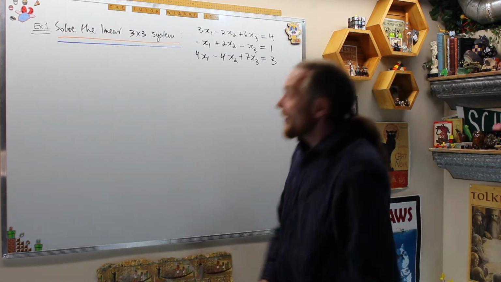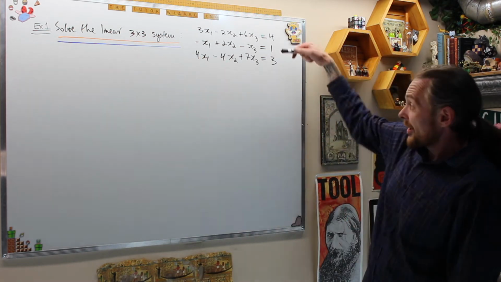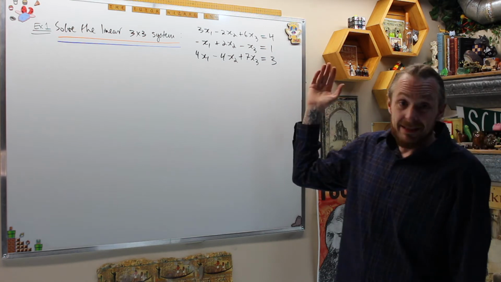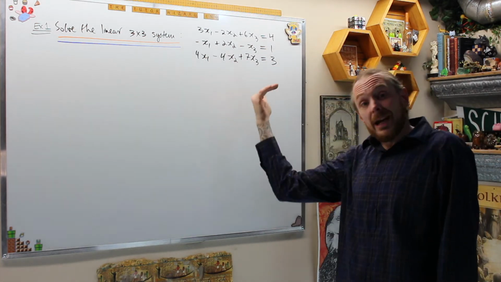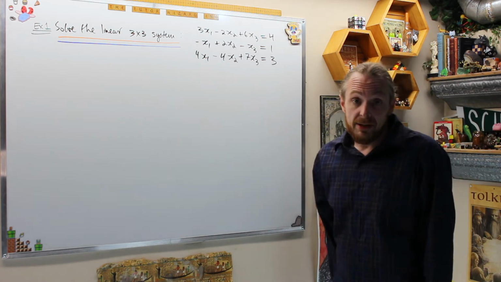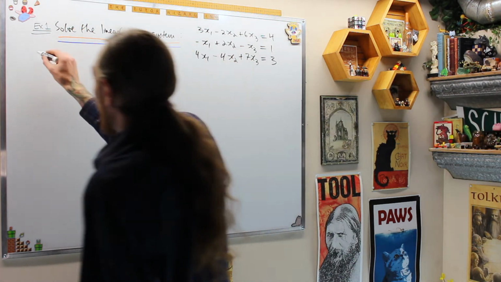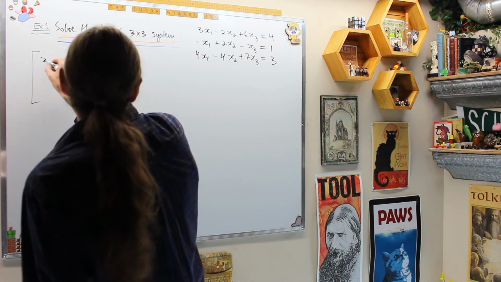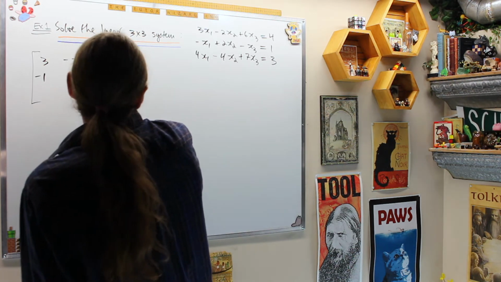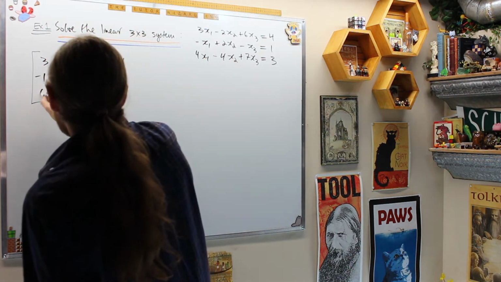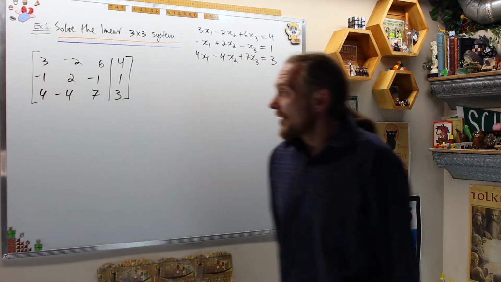Okay. Let's do it. Solve the linear 3x3 system. I have 3 equations and 3 unknowns. How do we solve this? Basically, we immediately augment the system into an augmented matrix, then use Gaussian elimination using those 3 row operations to reduce. I just explained it to the kid that you saw. Let's do it. Augmenting the matrix, I get 3, -2, 6 equals 4, -1, 2, -1 equals 1, and 4, -4, 7 equals 3. This is the matrix.